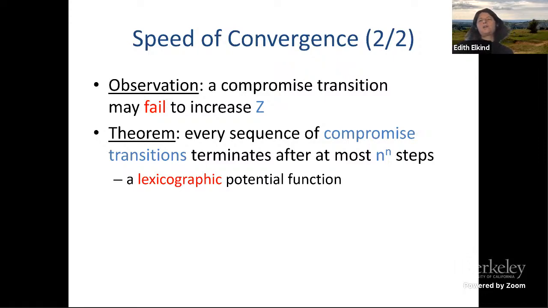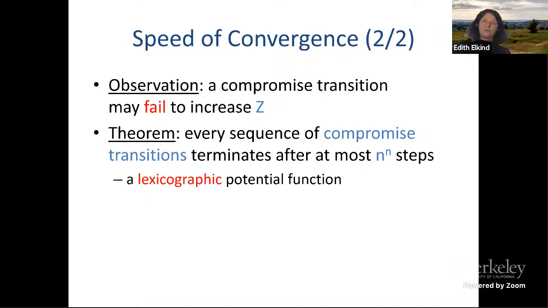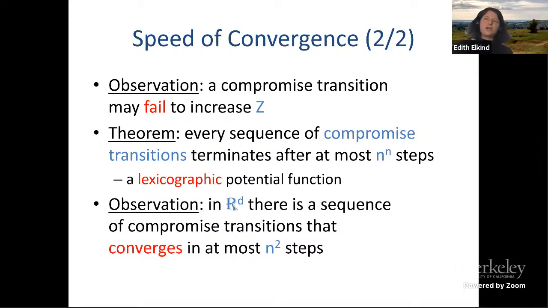We can show that it terminates after at most n to the power n steps. Well, it should rather be n's Bell number, the number of partitions, but anyway, something that is super exponential in n. And we don't quite know if a polynomial number of steps is enough. So we can strengthen this result slightly. For convergence in R^d, using the geometric argument I showed you, I can claim that there's a sequence of compromise transitions that converges in a quadratic number of steps.